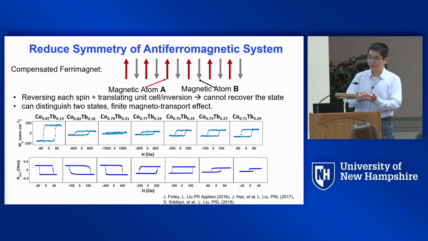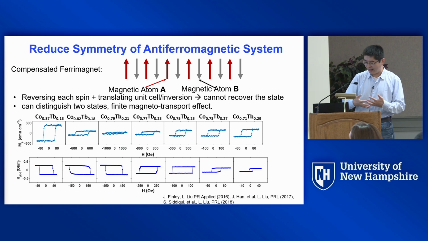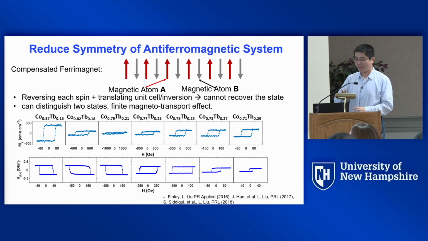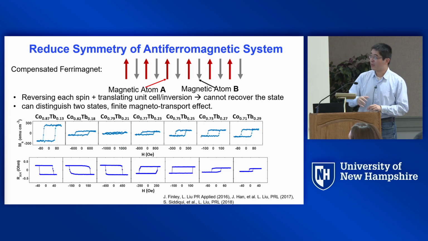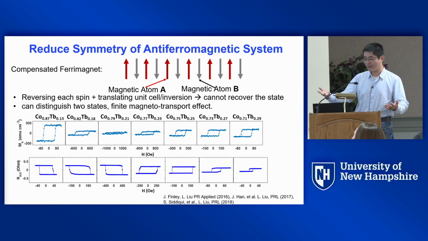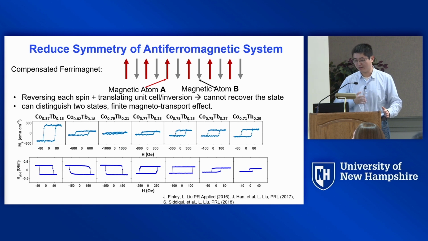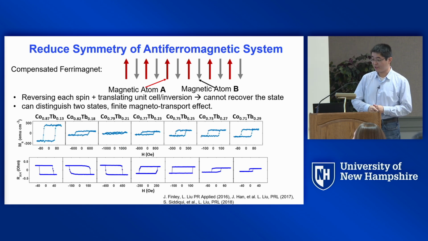People found that if you mix them together, you will get anti-parallelly aligned system due to their exchange interaction. And then by tuning the chemistry, you will be able to get some compensated magnetic state. So basically, in this case, you can see that the symmetry is reduced by reversing each spin, and then you will no longer be able to reproduce itself by translating or doing spatial inversion symmetry.